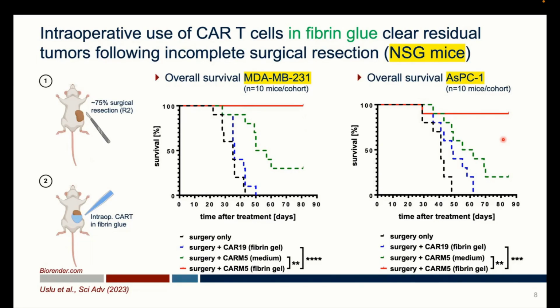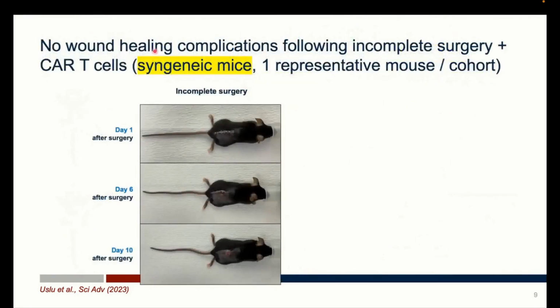And the next thing we wanted to test is, since we apply the CAR T cells intraoperatively, we don't want the CAR T cells to interfere with wound healing. So basically, you have an open wound, you apply the CAR T cells, and then you close the wound, and then you also want the wound to heal properly. To test that, we repeated the animal experiments, and we used a syngeneic mouse model using black 6 mice. And syngeneic mice do have their own immune system. They are immunocompetent mice, and that will basically allow us to really see if there are wound healing complications.